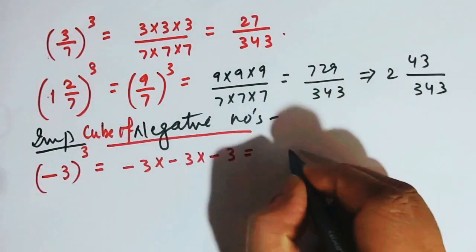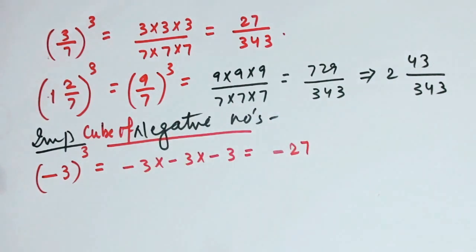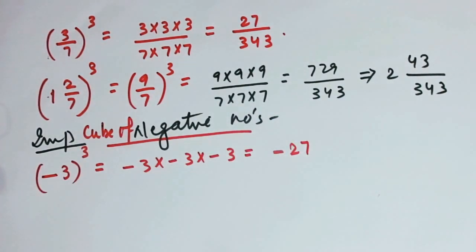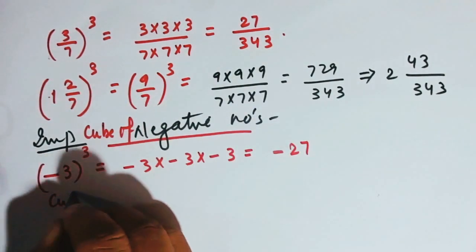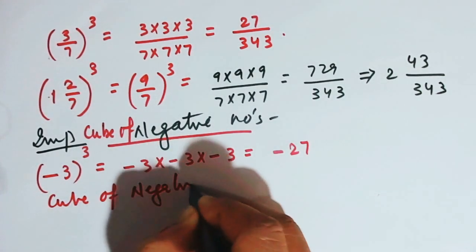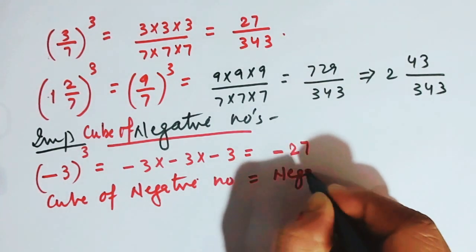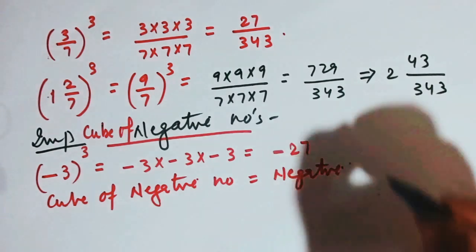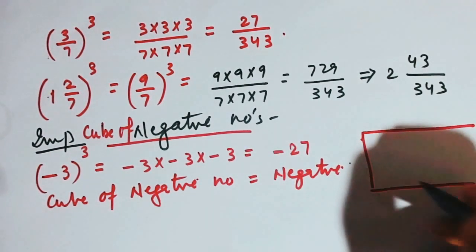So 3 times 3 is 9, 9 times 3 is 27, so minus 27. A cube of a negative number will always be negative. A cube of a positive number will be positive, that you know. But the cube of a negative number will be negative only. What about the square of a negative number? The square of a negative number will always be positive. Please do not forget this.